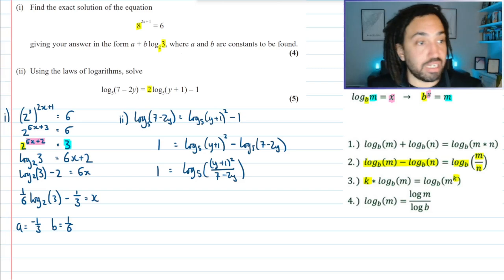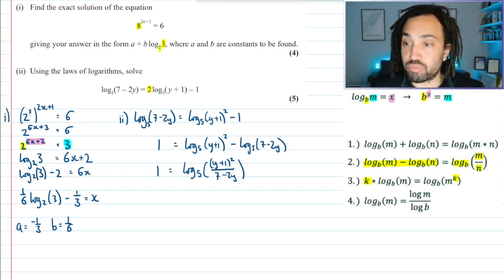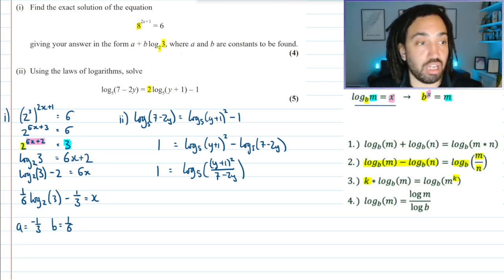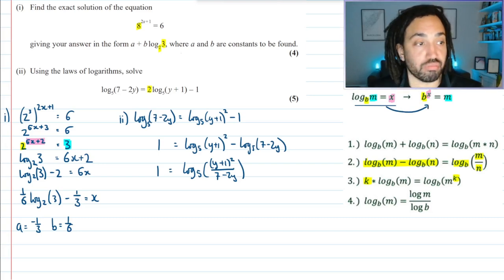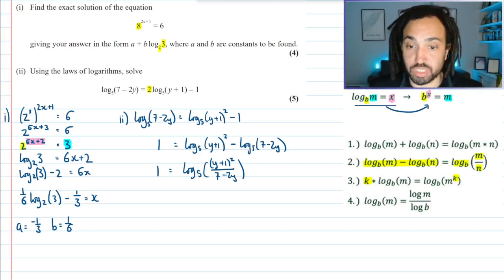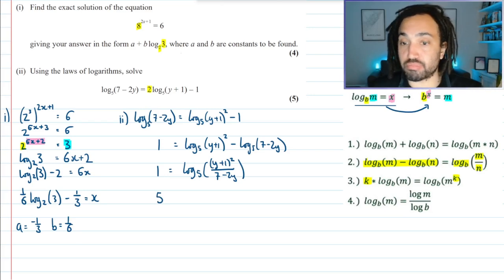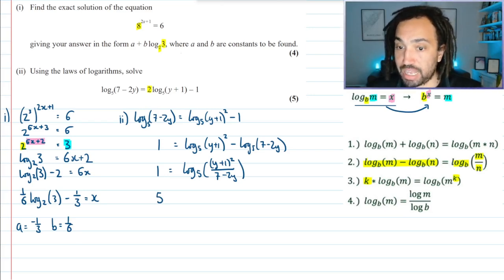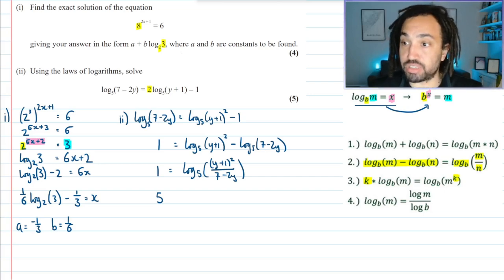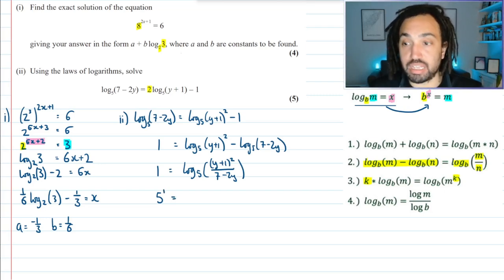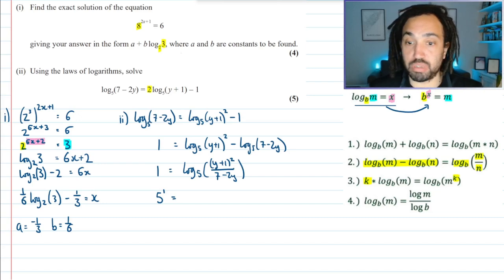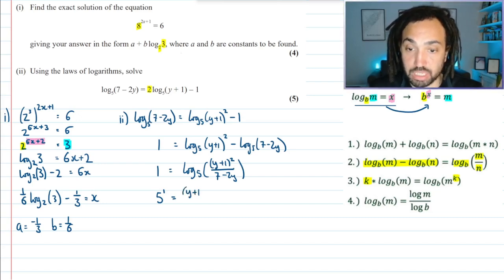Okay, and now what can we do? Well, now we can use this rule here to rewrite this log equation into an exponential equation. So the base is 5, so B, the yellow bit, is 5. The x is 1, so the pink bit is 1, so that becomes the power. And the m is the input of the logarithm, which is equal to, so it's y plus 1 squared over 7 minus 2y.